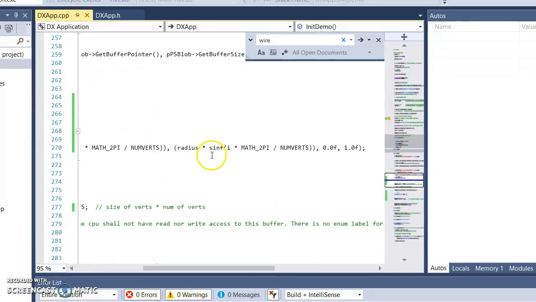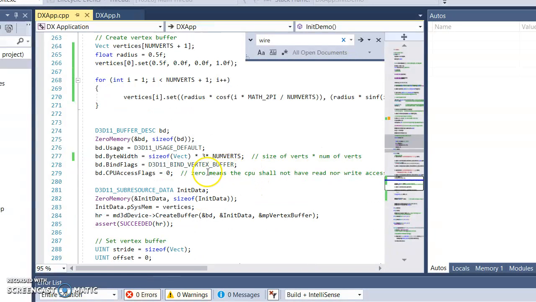And for the y side, we're going to use the same formula, but this time we're going to change the cosine to the sine. And then for the z value, we don't need to do anything, we just set it up to 0. And for the w value, we are going to leave it at 1.05f.